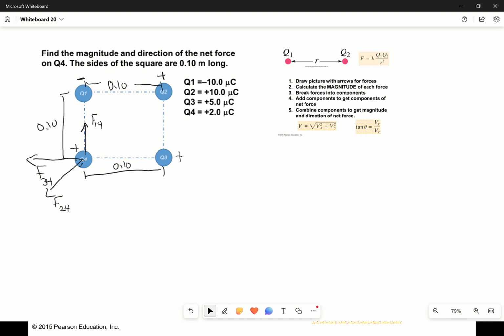All right, so I've drawn a picture and drew my arrows on there. Next thing is to calculate the magnitude of each force. To do that, I'm going to use just that equation: force equals k Q1 Q2 over r squared. So let's do the force between 1 and 4. It's going to be k Q1 Q4 divided by the distance between 1 and 4 squared. All right, so k is 9 times 10 to the 9.